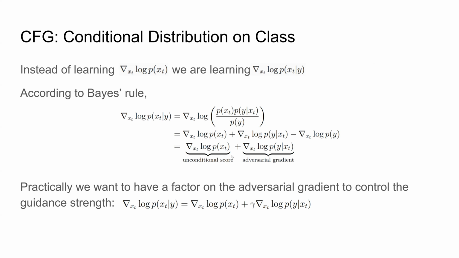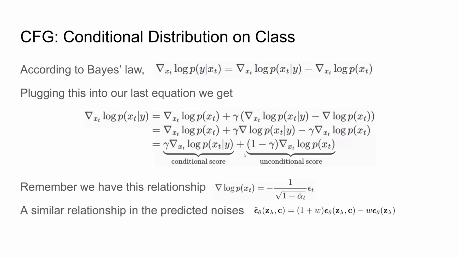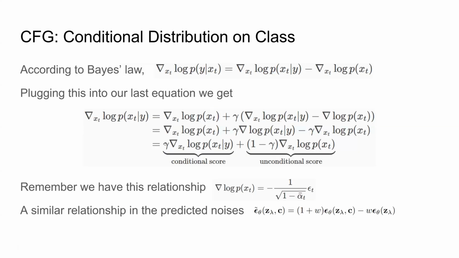So there's a way to solve this. Before doing that, let's assume that we add a factor to the adversarial gradient to control the guidance strength. The way we do this is we rearrange the term here to get this term and plug it into our equation here, which has a factor to control the adversarial gradient. And after some derivations, we arrive at this step where we have the conditional score times the factor plus 1 minus the factor times the unconditional score.